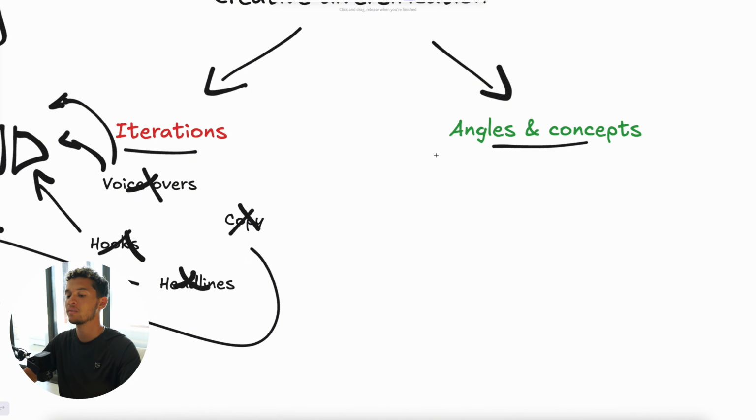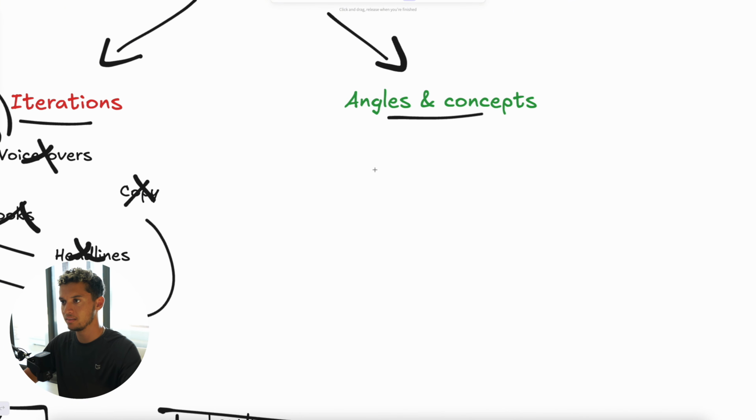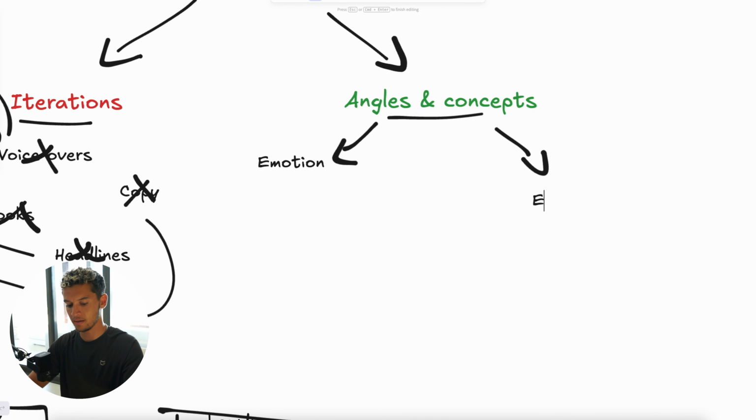And just to clear the air here, there's a difference between angles and concepts. The angles are the emotional parts, like why did someone buy this product? Or why does someone want to solve the problem that the product is solving? The concept is the expression. How do you express this emotion? So you can have the same expression for different angles.